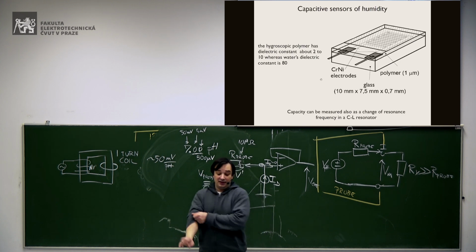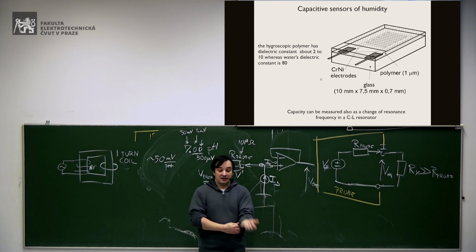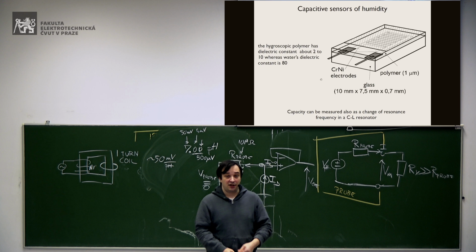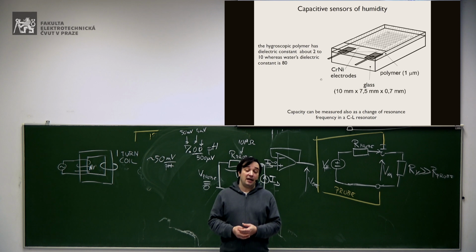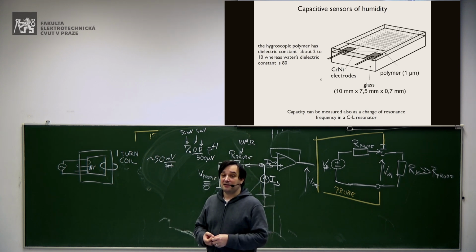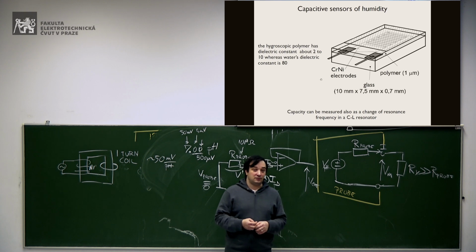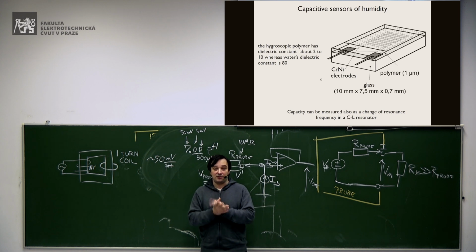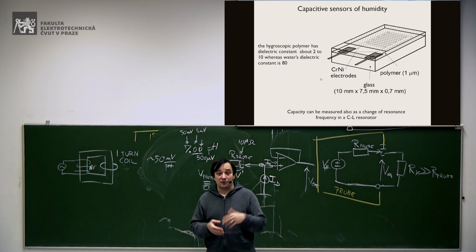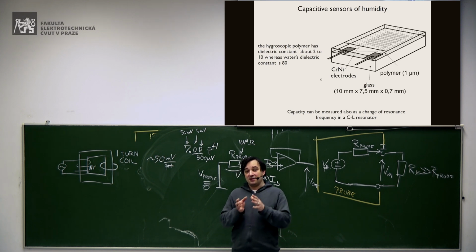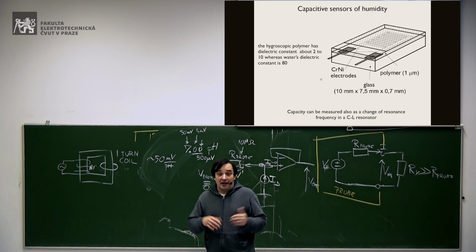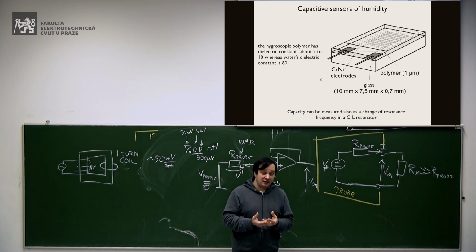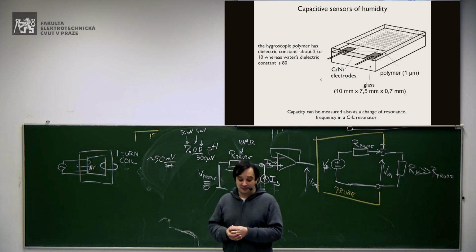Capacitive sensor of humidity, very common sensors. They are basically a capacitance which changes the dielectric constant according to the humidity. We have seen many sensors where we studied the capacitance changing with the dimension. For instance, if you change the distance between the two electrodes. In this case, we don't change the geometrical parameters, but we change the material between the electrodes, and specifically we change the dielectric constant of this material.